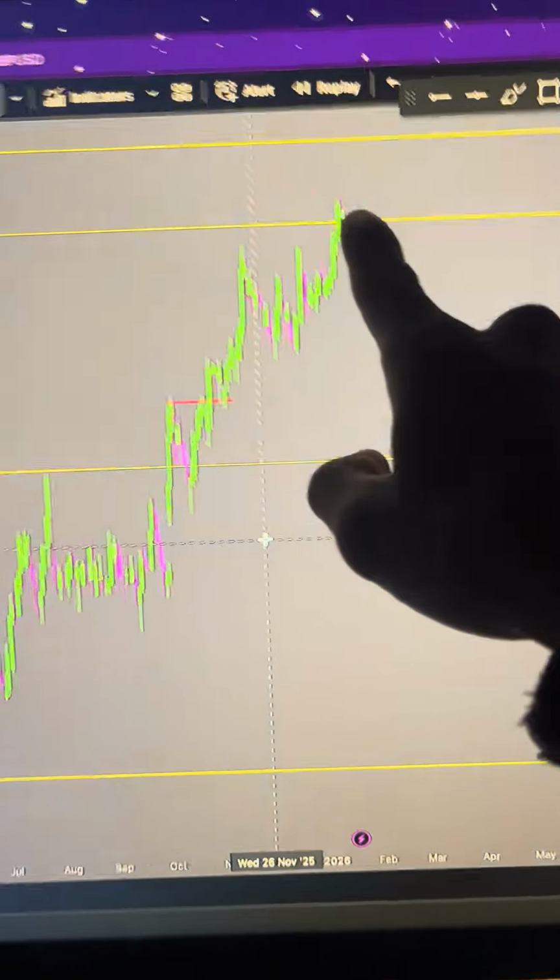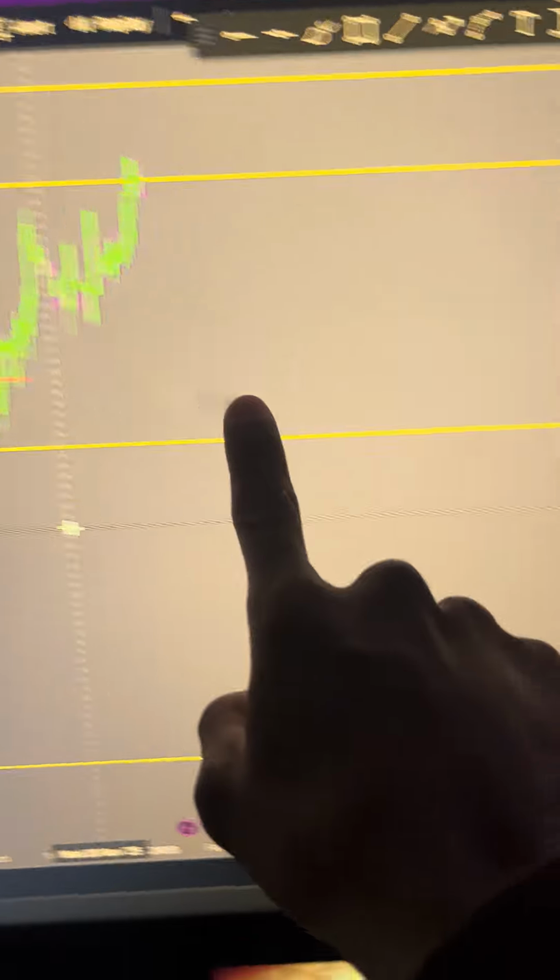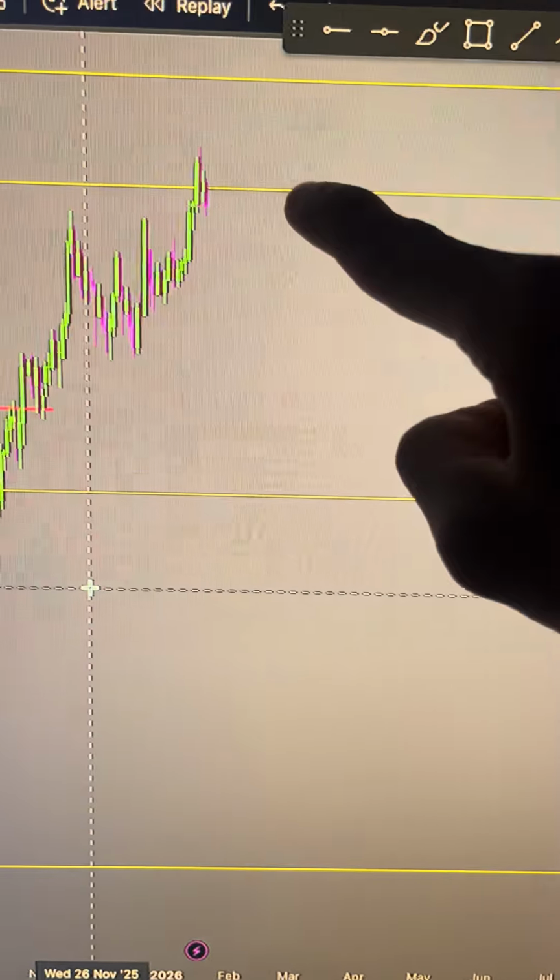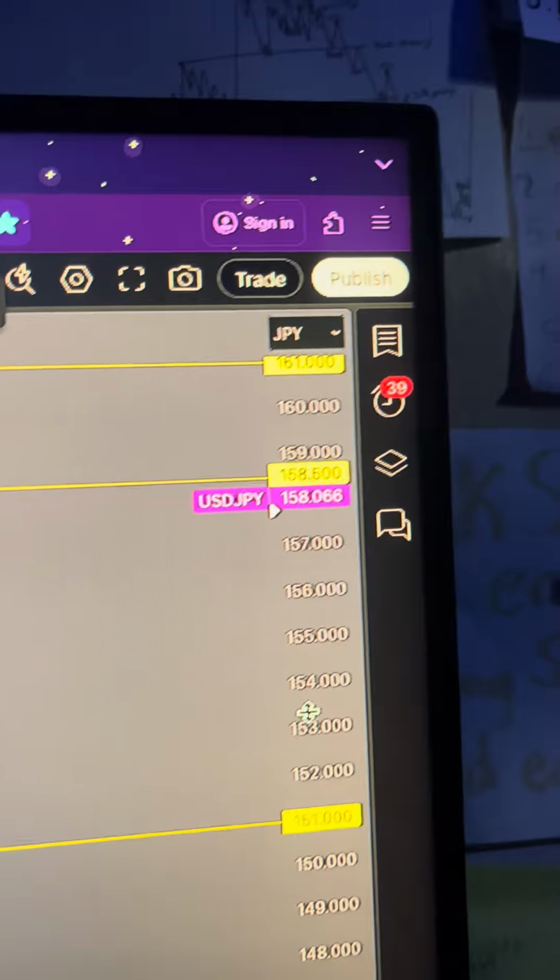So now price, what is it gonna do? Is it gonna continue melting? And then first target we have is 151, where we're gonna break back above, create a higher low, and continue to the upside to 161.